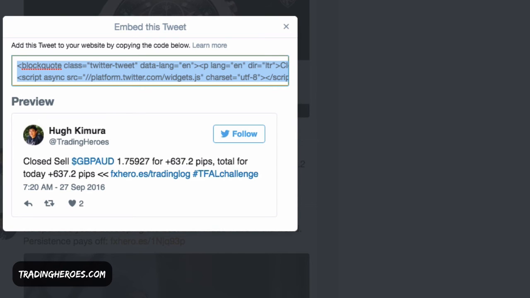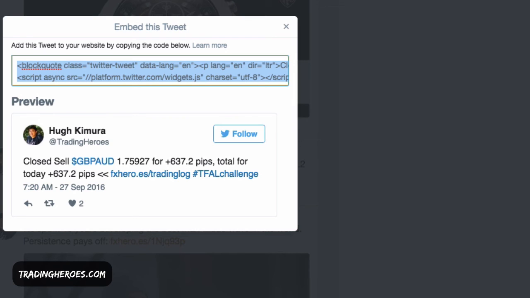So this trade automatically got published to Twitter when it closed. As you can see, I gained 637.2 pips on the second position, which is not bad. And I think it worked out to a little bit over 3R on that trade. So pretty good trade.